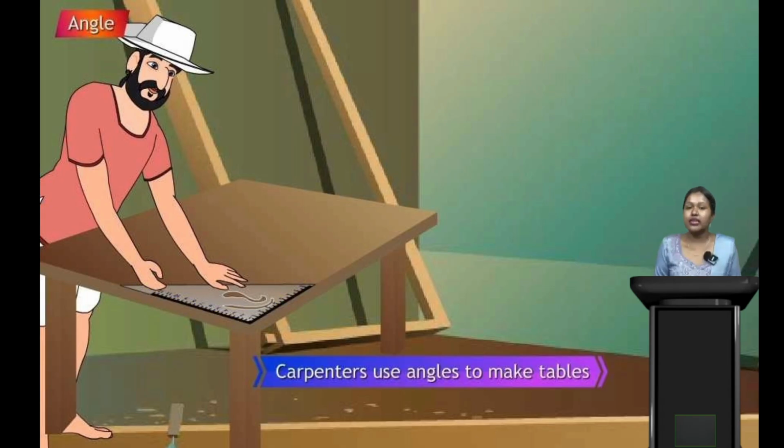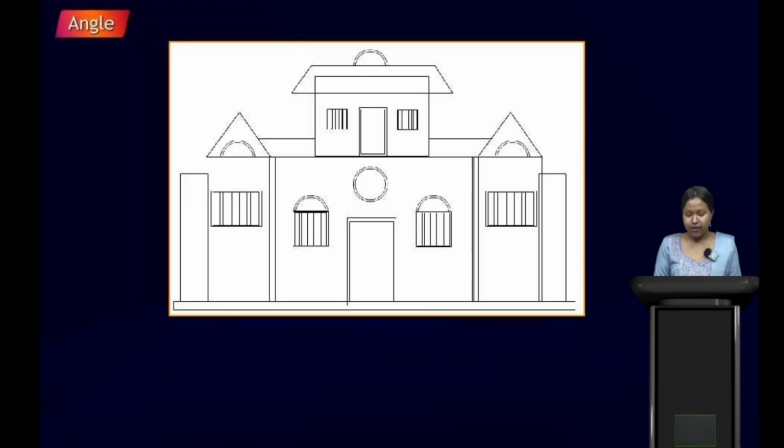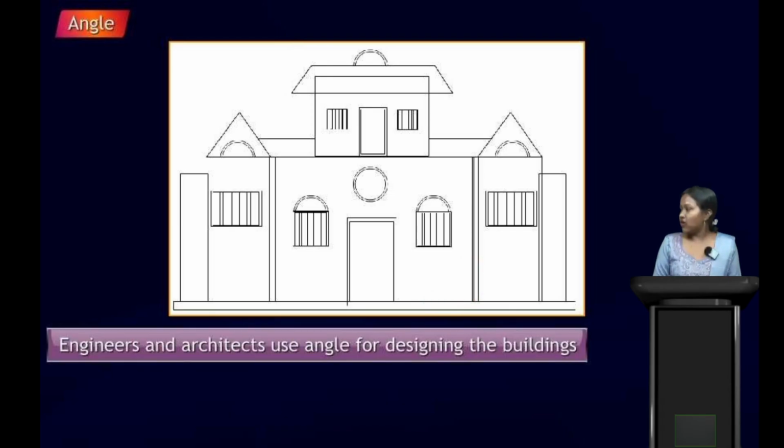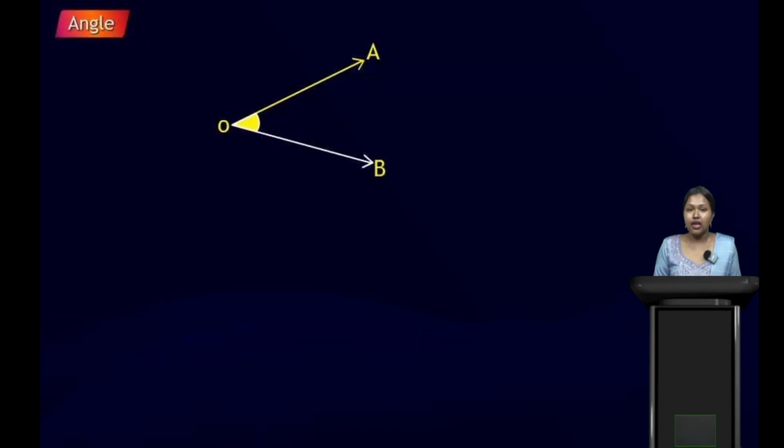Let's see where we are using this. Carpenters use angles to make tables. Now here you can see one very beautiful house, right? And here also you can see some angles. Engineers and architects use angles for designing buildings. So here is an angle.